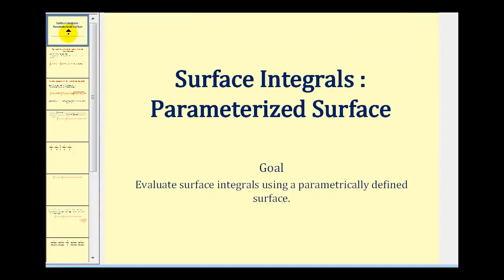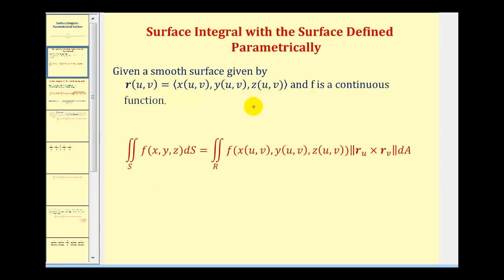Welcome to a lesson on surface integrals where the surface of integration is a parameterized surface. If we have a smooth surface given by r of u v and f is a continuous function, then the double integral of f integrated over the surface S with respect to S is equal to the double integral in the uv plane as we see here if we write the function f by replacing x with x of u and v, y with y of u and v, and z with z of u and v. And differential S is equal to the magnitude of this cross product, differential A, where differential A is either du dv or dv du.